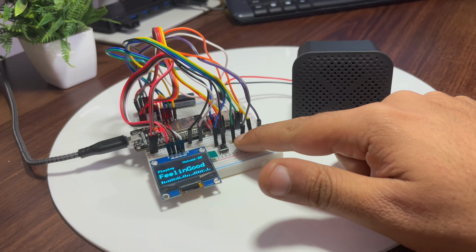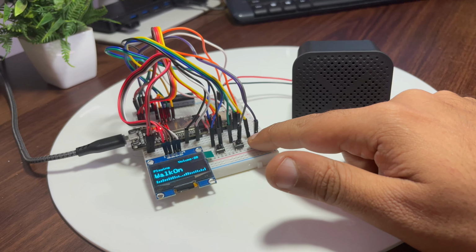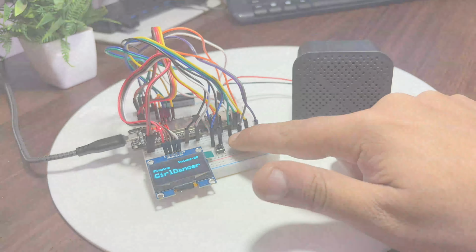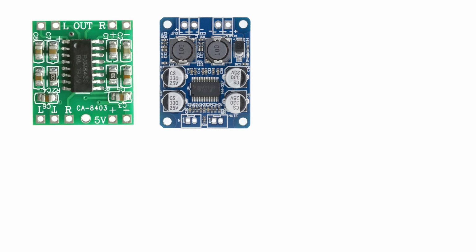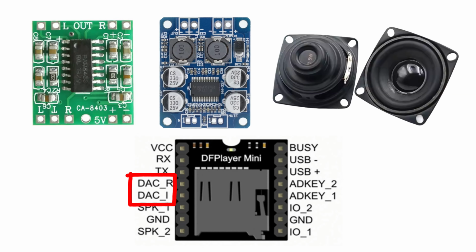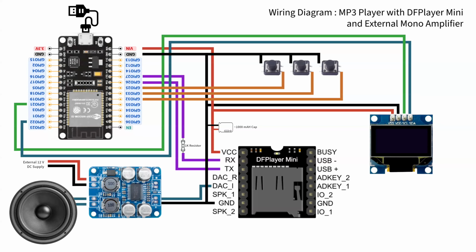As you heard, the built-in amplifier provides decent quality for small applications. But if you want clearer and louder audio, adding an external mono amplifier like the PAM8403 or TPA3118 along with a 5-watt speaker makes a big difference. By using the DFPlayer Mini's DAC output, you get improved clarity and volume. Follow the diagram to connect the external amplifier, and don't forget to use a 12-volt power supply for it.